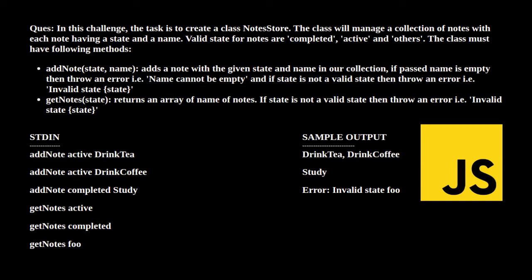Okay, so now we have called the second function, that is getNodes, with state as active. So it is a valid state, we will not get any error, we will simply get the output drink tea and drink coffee, because these two names match with the state active. Okay, and for completed we get study, and for foo, as foo is an invalid state, we will get an error "invalid state" and the name of the state, that is foo. Let's see the solution, guys, stay tuned.